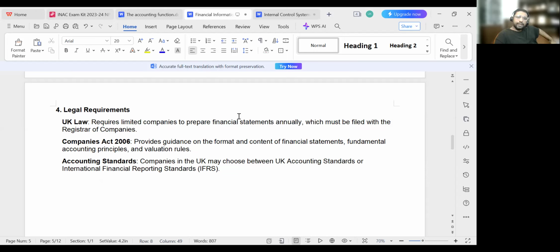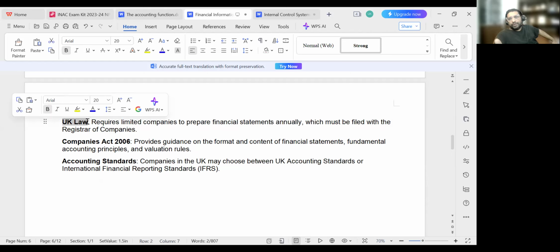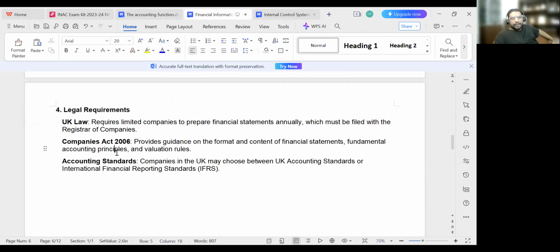In the UK, we have some legal requirements. One of the legal requirements is UK law, right? Most of the stuff is being driven by the Companies Act 2006. It provides guidance on the format and the content of financial statements, right? So what are going to be the fundamental accounting principles, etc. A lot of information related to financial statements is coming from the Companies Act 2006.